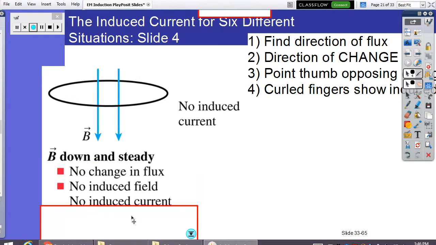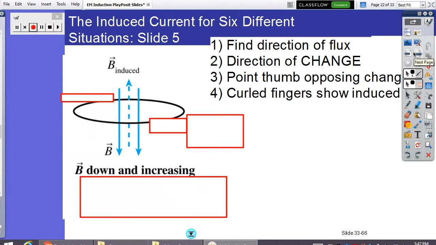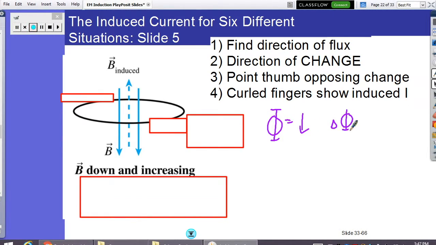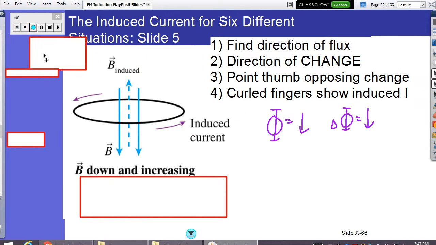If you said no induced current, you were correct. It's still steady. Nothing is changing. In this case, it is down and increasing. So let's see, our flux is down, and if it's increasing, then my change is down because it's getting more and more in the downward direction. So therefore, I need an induced field in the upward direction, which requires a counterclockwise current.